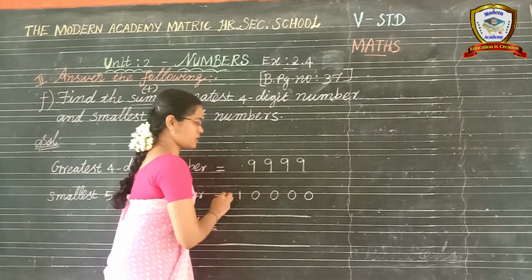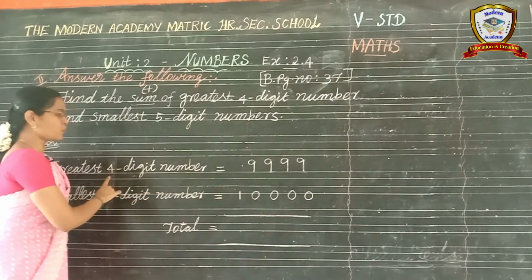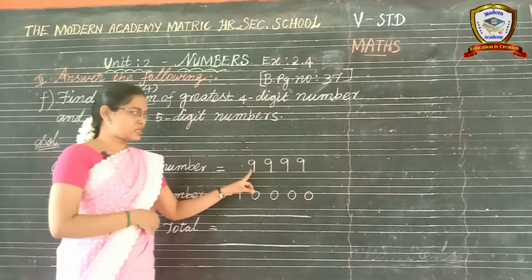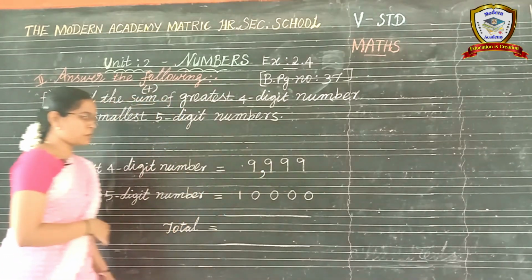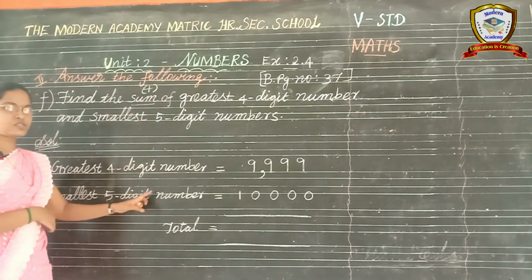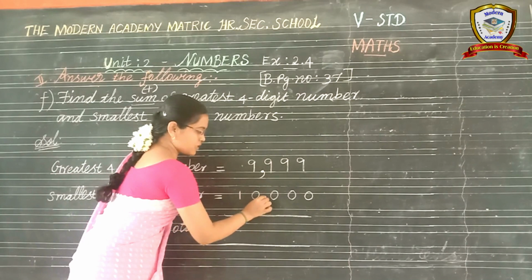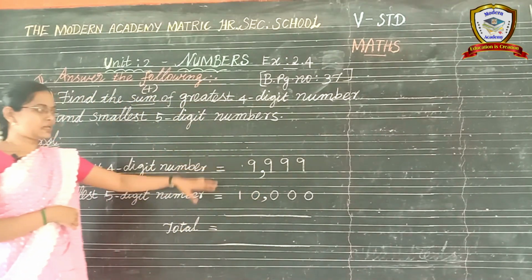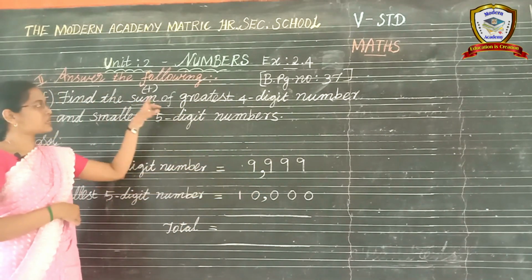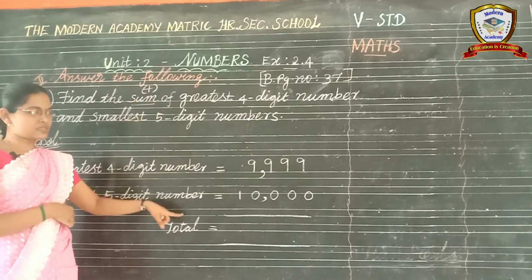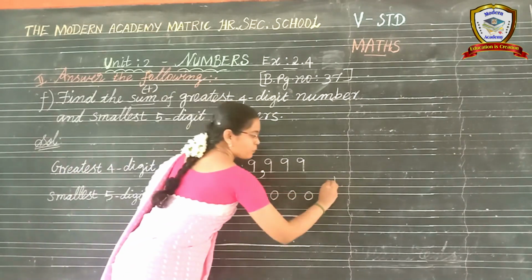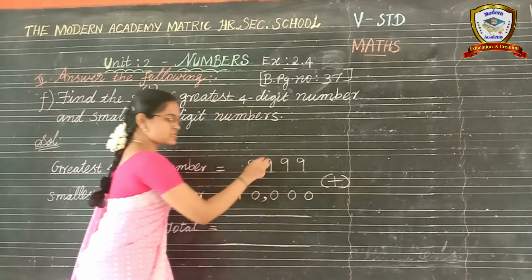So the greatest 4-digit number is 9999. Insert comma, 3 digits before the comma. Next, the smallest 5-digit number is 10,000. Now we have to add these two numbers because the question says sum. Sum means we have to add these two numbers. So put plus.